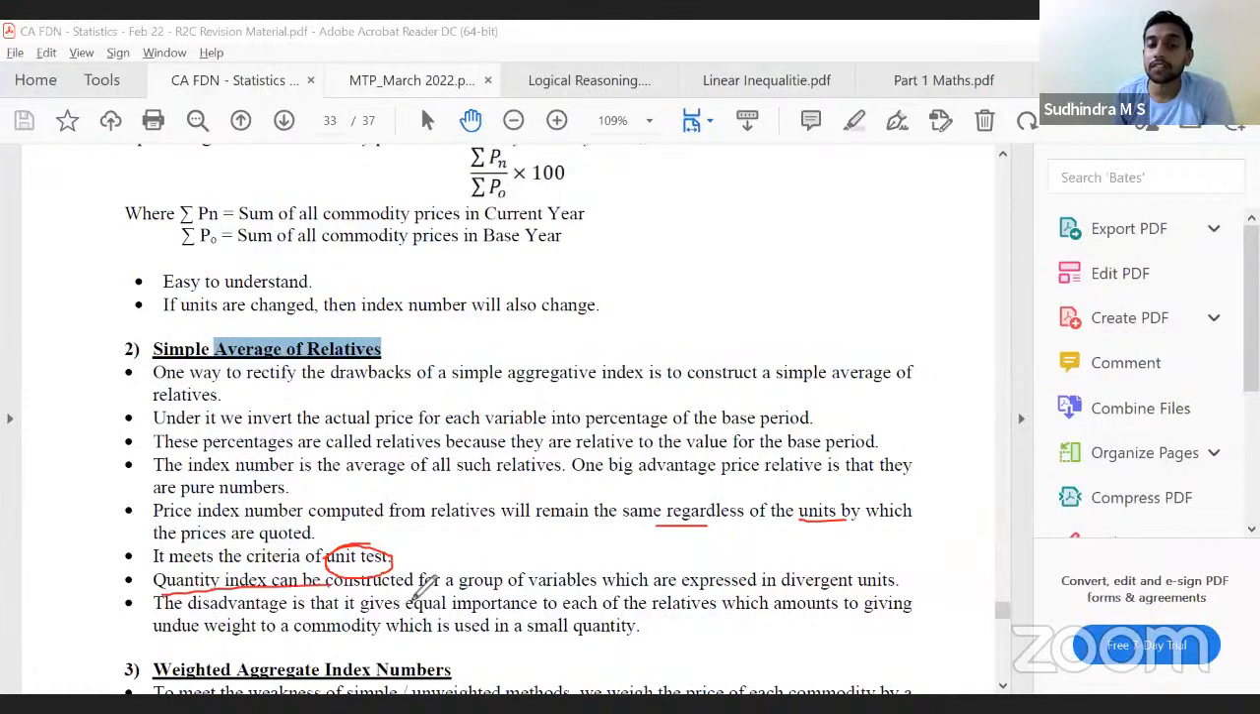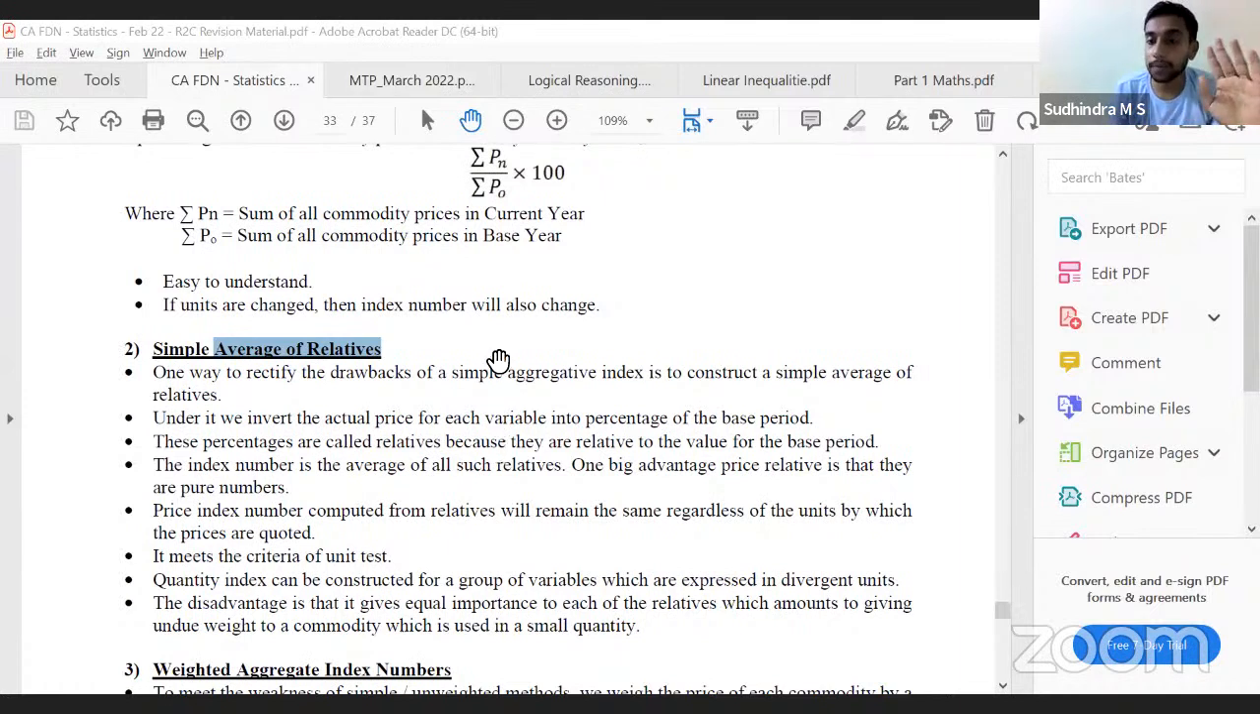Quantity index can be constructed for items which are expressed in different units. So we have discussed the simple average of relatives price index. Similarly, quantity index can also be calculated. However, what is the disadvantage? Equal importance is given to all the commodities. Right? So equal importance is given to all the commodities. Therefore, the index number that we get might not be the appropriate index number. That is the disadvantage of simple average of relatives.